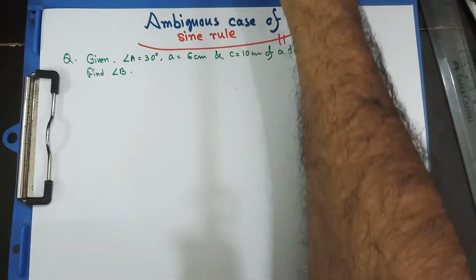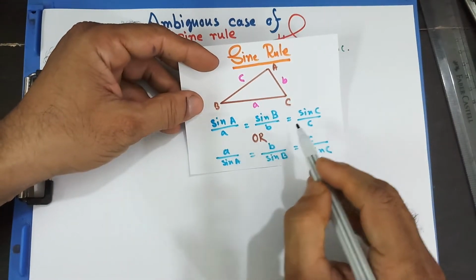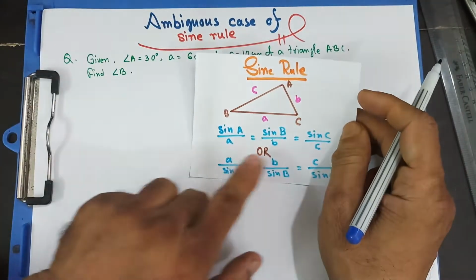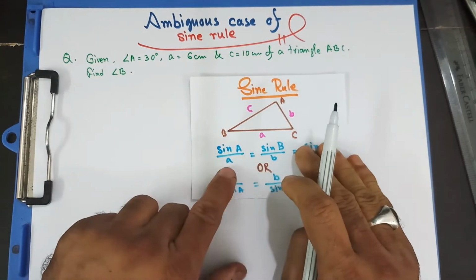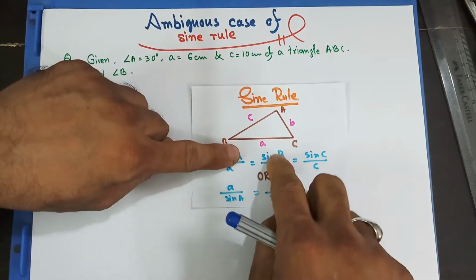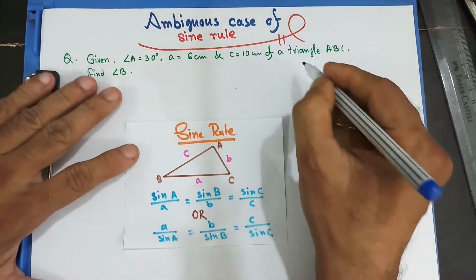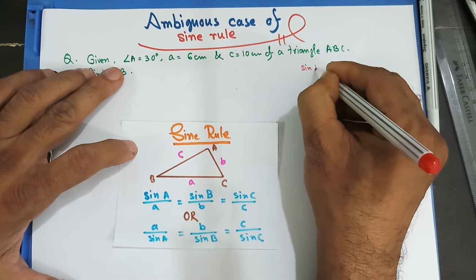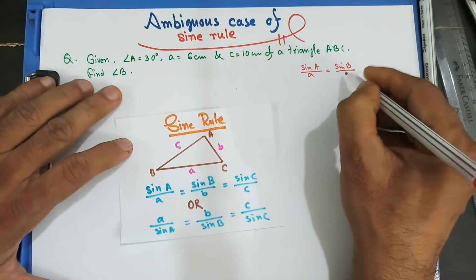Now the sine rule says sine A over a equals sine B over b equals sine C over c. When I put it like that, I can use it to find any unknown values. Over here I have one angle and two sides, so I can find the second angle. So let's do this: sine A over a equals sine B over b.